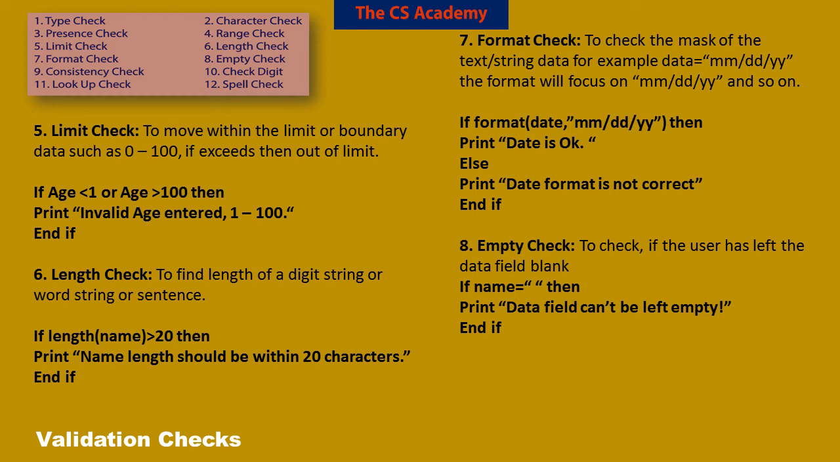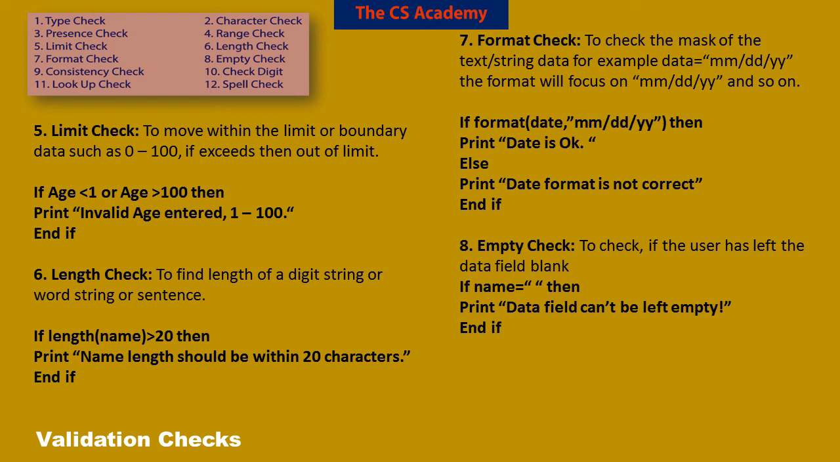So if you are focusing on age again, then if age is less than 1 or age is greater than 100, the error message "invalid age entered" will be printed. 1 to 100, that means you are guided that if it is greater or lesser than this, then it should be within 1 and 100. And now your check has ended.